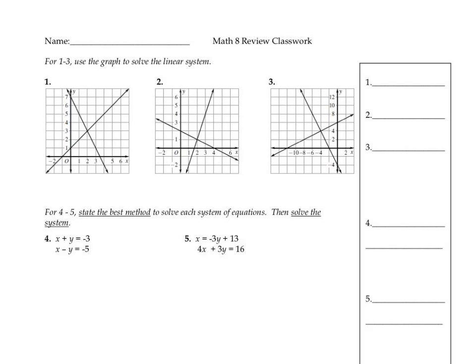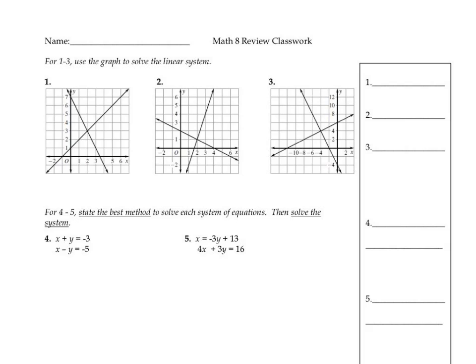So looking at numbers 1 through 3 first, the directions tell us to use the graph to solve the linear system. So whenever we're solving a linear system using a graph, all we need to do is find where the two lines intersect, and that will be our solution as an ordered pair.